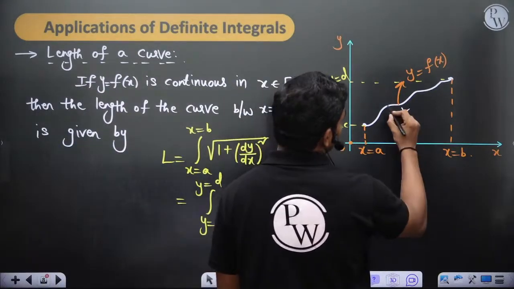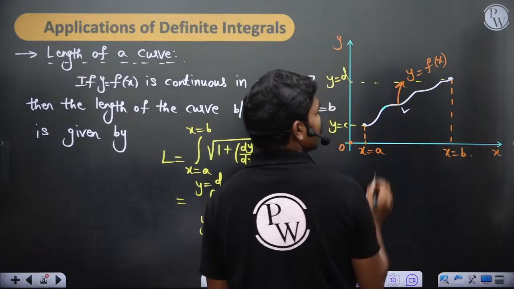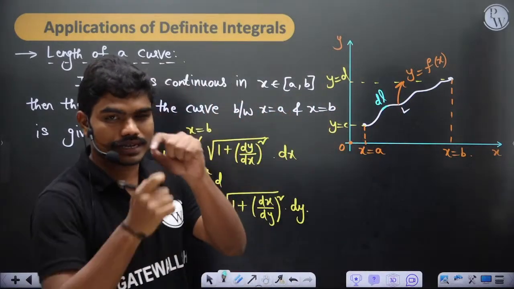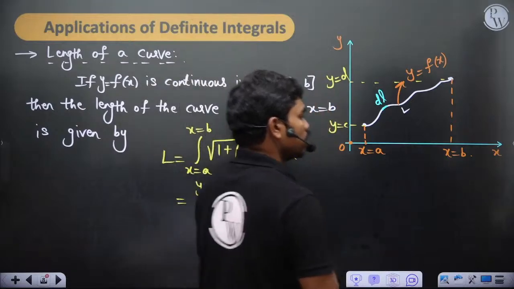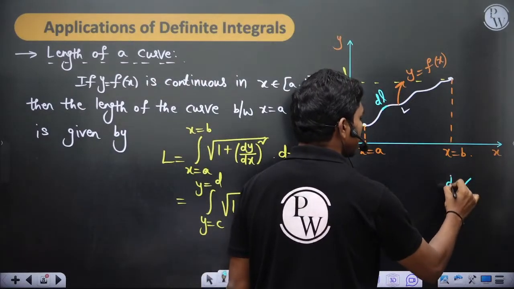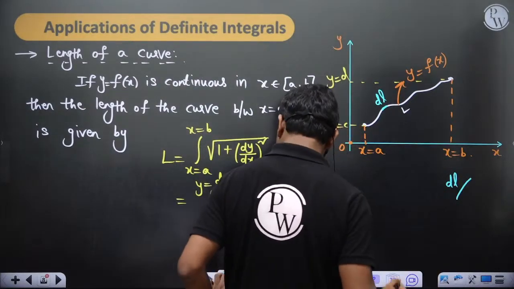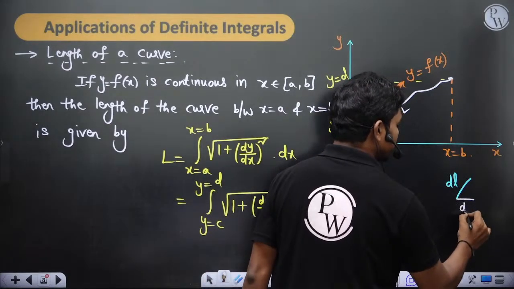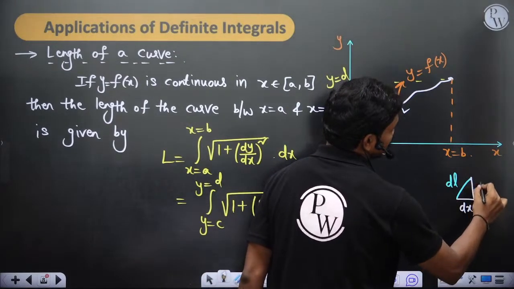See, if I take a small portion of the curve, and I have taken this length as dl, of course. I have taken a very small portion, something like this dl. I'm enlarging it to show you something. Now if you project this, ultimately this length would be dx and this length would be dy, of course.